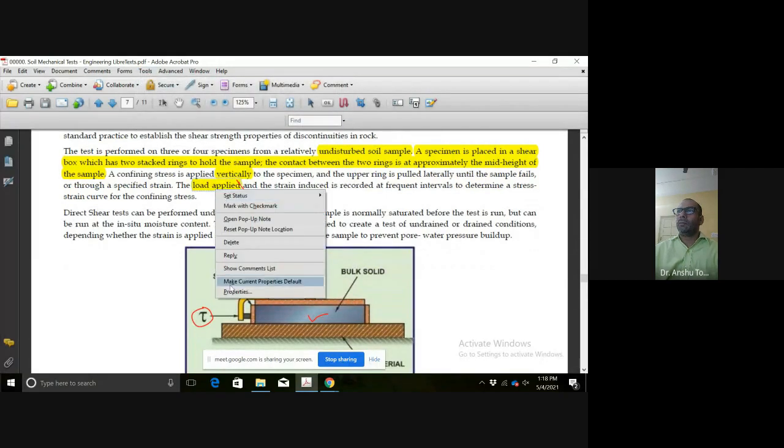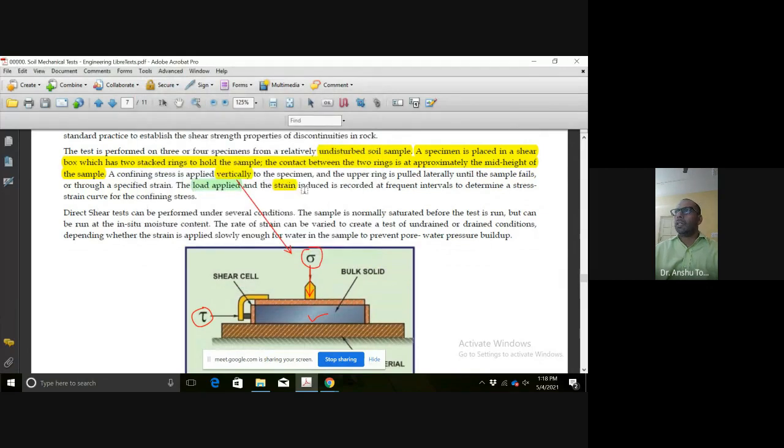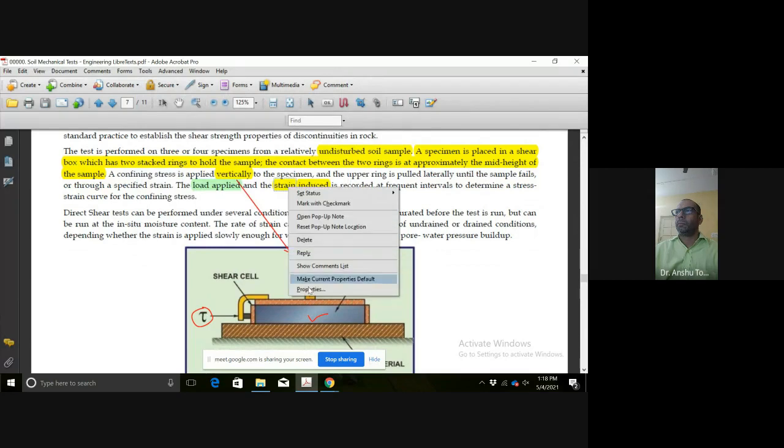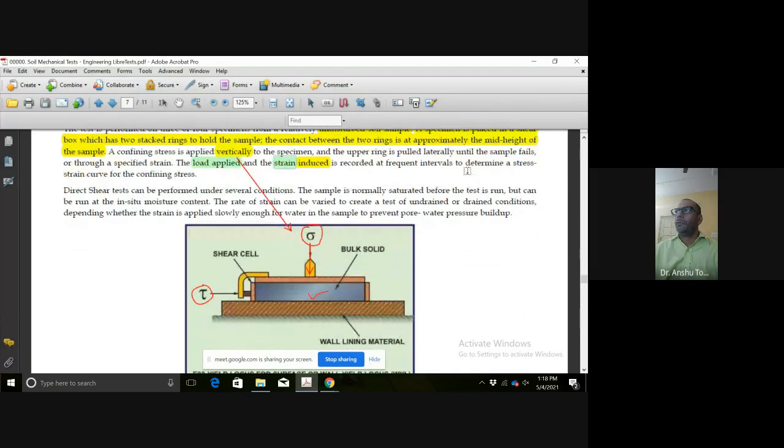Load applied and the strain induced are recorded at frequent intervals of time, because then only we will be able to plot the shear stress and shear strain graph. So load applied will be giving us shear stress, and the displacement, the strain calculated in the shear box, will give us shear strain.